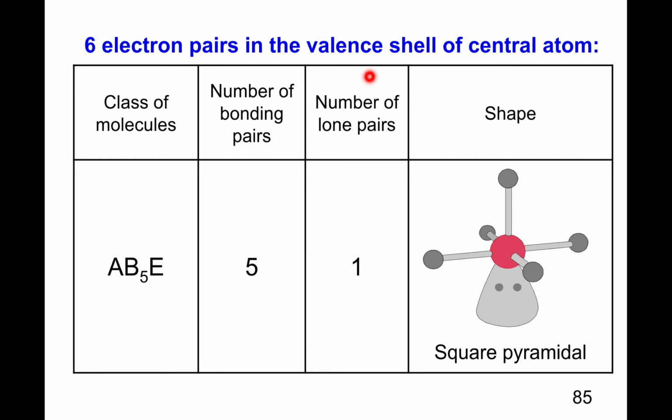Okay, this is square pyramidal. Square pyramidal is originally from octahedral because we have 6 electron pairs around the central atom. So the electron pair arrangement is octahedral. One of the electron pairs is a lone pair, so the repulsion makes the bond angle become smaller and the molecular shape become square pyramidal. The bond angle here should be less than 90 degrees.